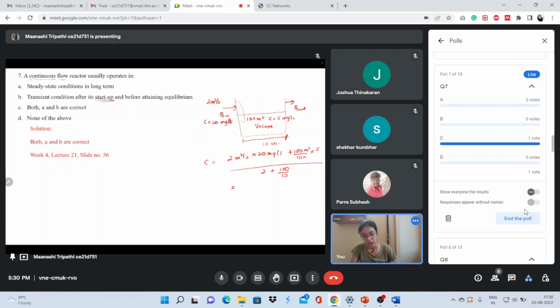After that, the concentration will be similar inside the volume. Means A will happen, steady state condition. So initially there will be a transition just at the instant when we are putting our contaminant in this reactor. It is in an unsteady state, means transient state, and after that it will attain steady state. Okay, so that is how it is happening. So that is why both A and B are correct.